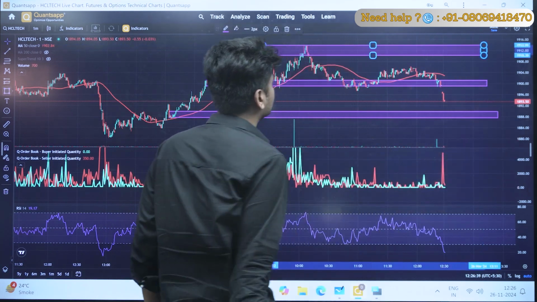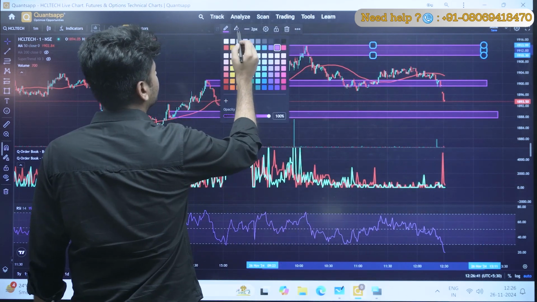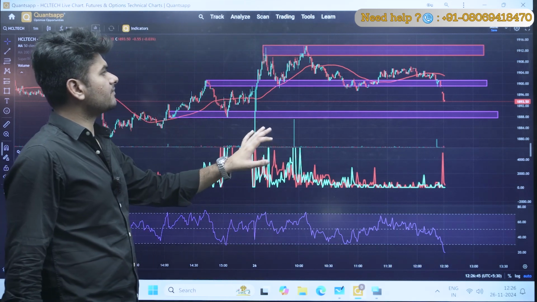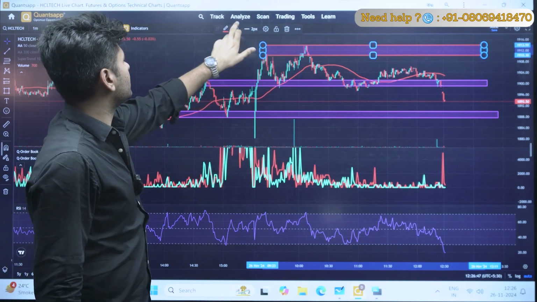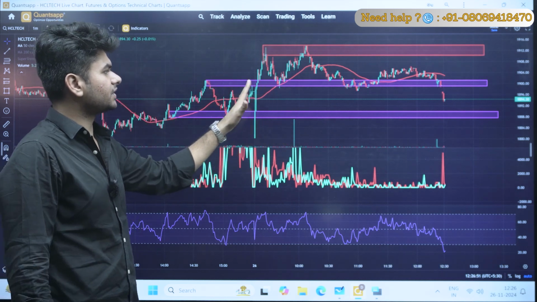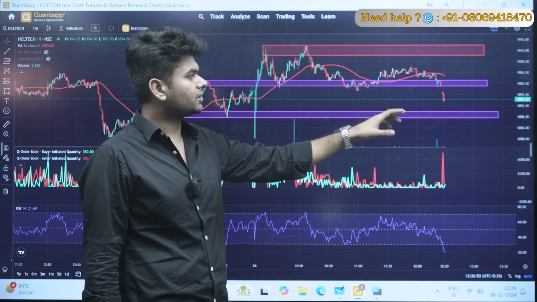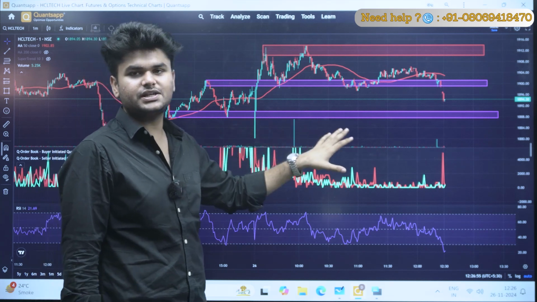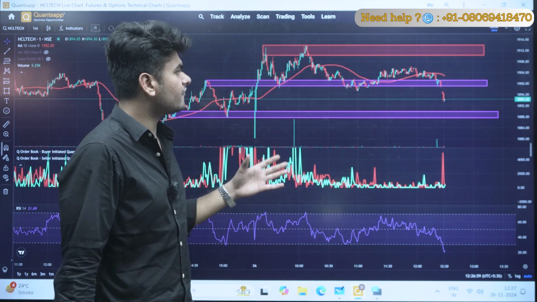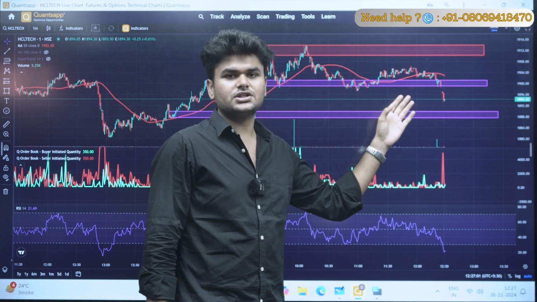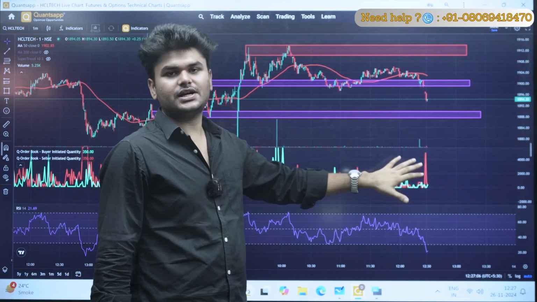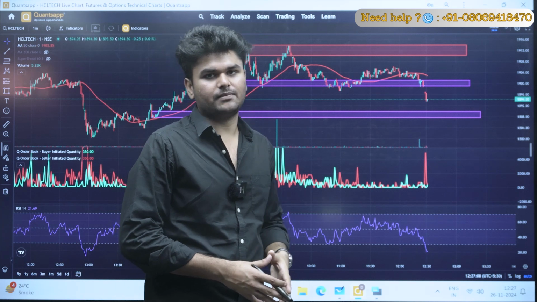I'll just change the color of resistance to red. So now you can see that we are seeing two key levels. You need to identify these key levels in every stock or index, whichever you want to take a trade in. And whenever you want to initiate any kind of a trade, you need to see the buyer initiated quantity and seller initiated quantity to help you out.